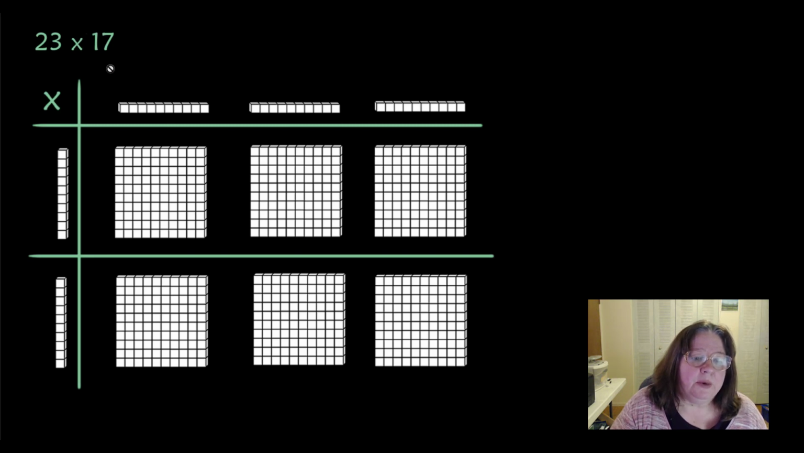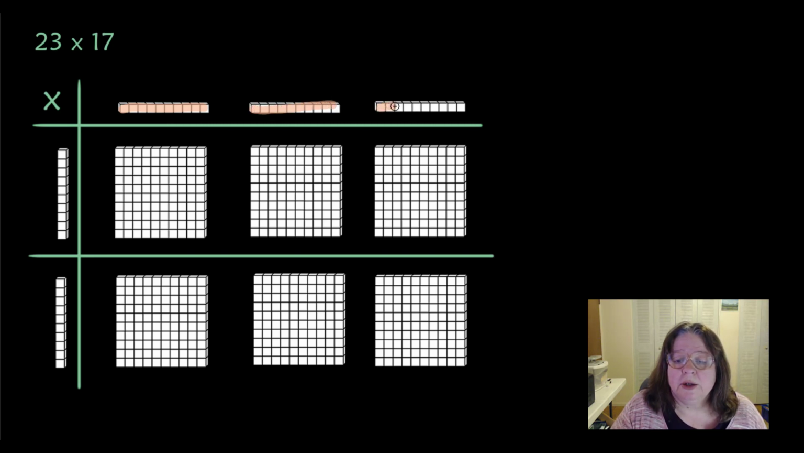Say we want to multiply 23 times 17. Well, we're going to use 10 rods to do that. So 23. The first thing I'm going to do is mark off 23 cubes on this side. This is 10, so I can just do it all at once. 10 and 10 is 20, and we want 23.